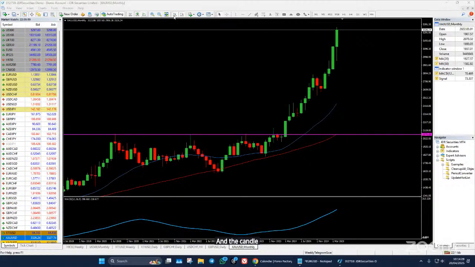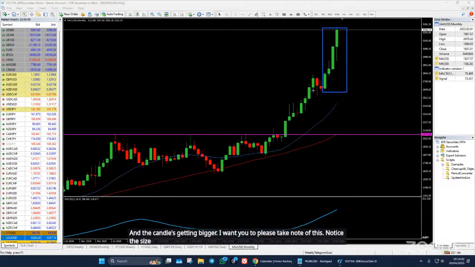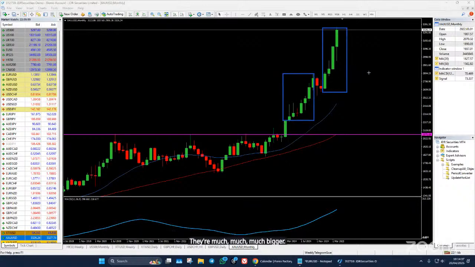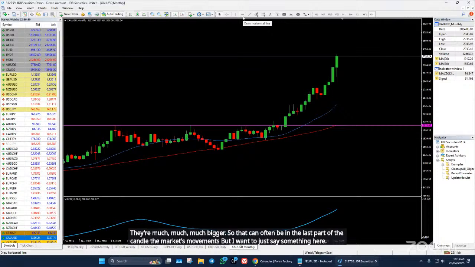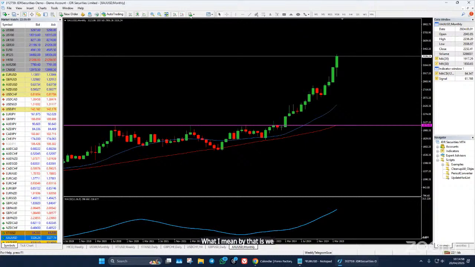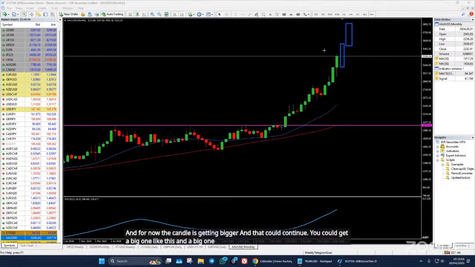I want you to please take note of this. Notice the size of the candles here versus the size of these candles here. They're much, much bigger. That can often be in the last part of the market's movements. But I want to say something here: it's impossible now to really predict ahead of time where gold is going to stall. What I mean by that is we're looking at a monthly basis, and for now the candle's getting bigger and it could continue. You could get a big one like this and a big one like this. It could really, really keep going.